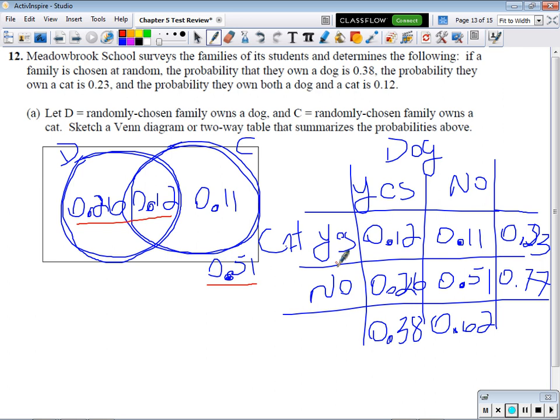If we take a look at the two-way table, the probability that someone owns a dog is 0.38. The probability that someone doesn't own a cat is 0.77. And then the probability of both of those is 0.26. So if I added 0.77 plus 0.38 minus 0.26, that also comes out to be 0.89. So that was what number 2 was showing.